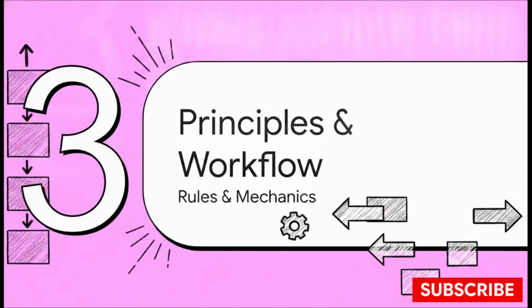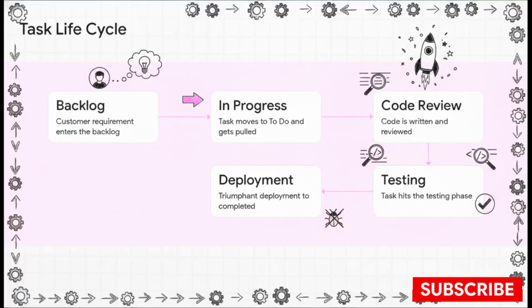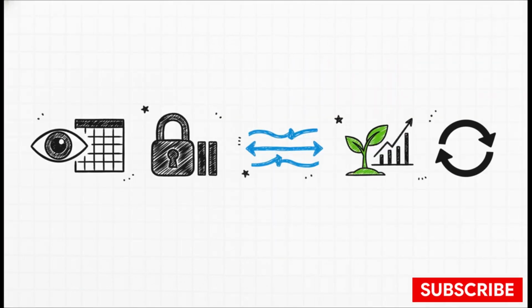Okay, Section 3, Key Principles and Workflow. Let's look at the mechanics that actually govern the board. Let's track a task's full life cycle. It starts out as just a mere customer requirement, hanging out in the backlog. Once it gets prioritized, it graduates to to-do and gets pulled into in progress, where the actual coding happens. From there, it survives a rigorous code review, hits the testing phase, and finally reaches a triumphant deployment over in the completed column. Keeping that life cycle moving smoothly really relies on 5 core pillars.